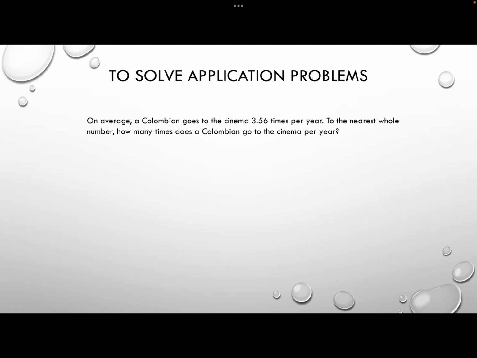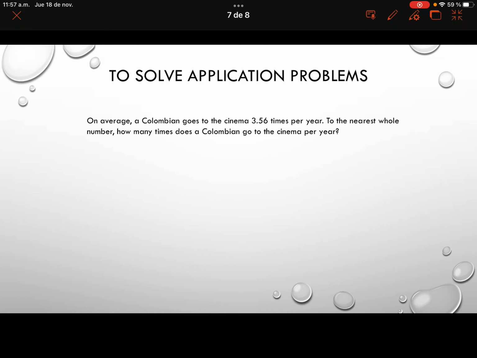Now, it's also important to remember that we can solve or analyze applications using decimal numbers. For example, let's check this word problem. On average, a Colombian goes to the cinema 3 and 56 hundredths times per year. To the nearest whole number, how many times does a Colombian go to the cinema per year? Then the decimal number here is 3 and 56 hundredths.